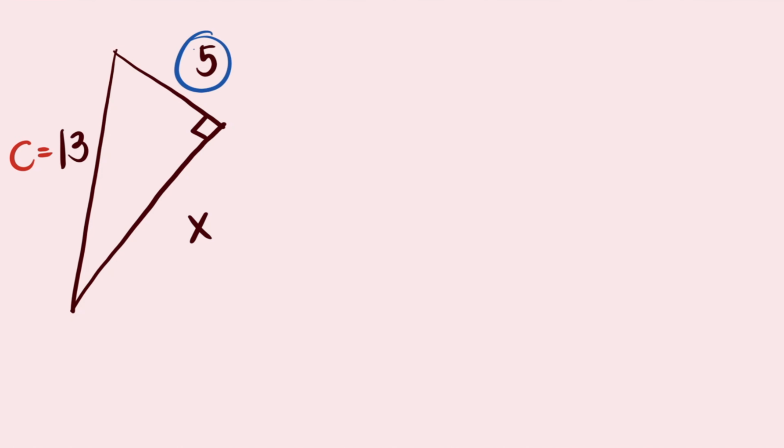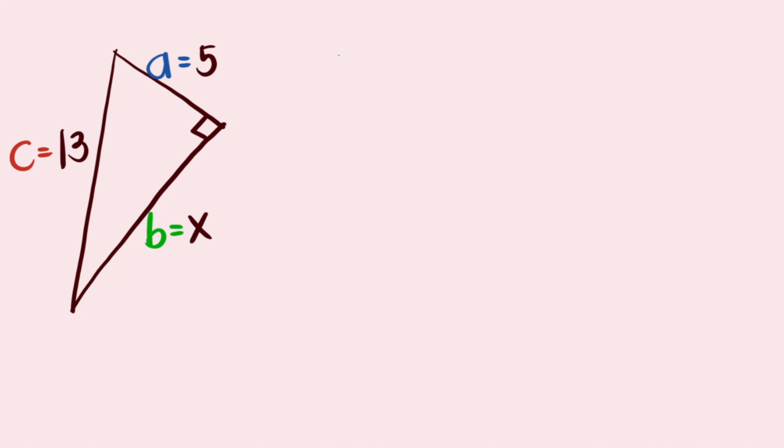We can let a be equal to 5 and b be equal to x. Remember that the values of a and b can be interchanged since both sides are legs. We can let b as 5 and a as x. But for this example, I'll stick with a is equal to 5 and b is equal to x. Both assumptions will yield the exact same answer.